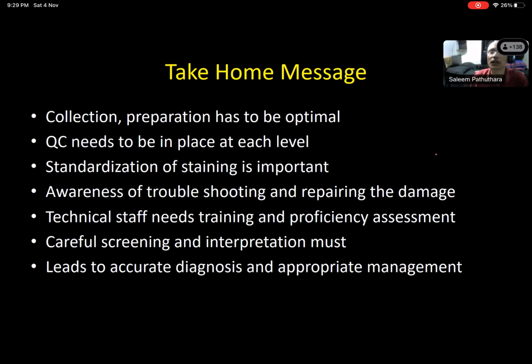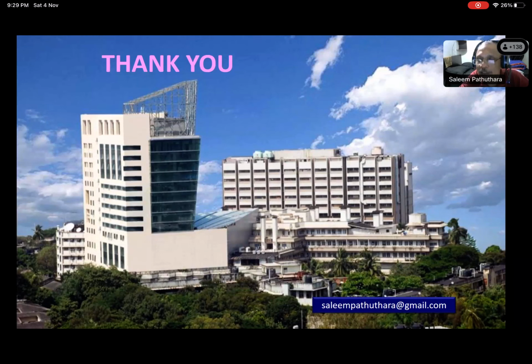And all these features lead to an accurate diagnosis. If you are paying attention to all these levels, we can make an accurate diagnosis and thereby appropriate management. So I think this is the end of my slide. If there are any questions, I can take them up.